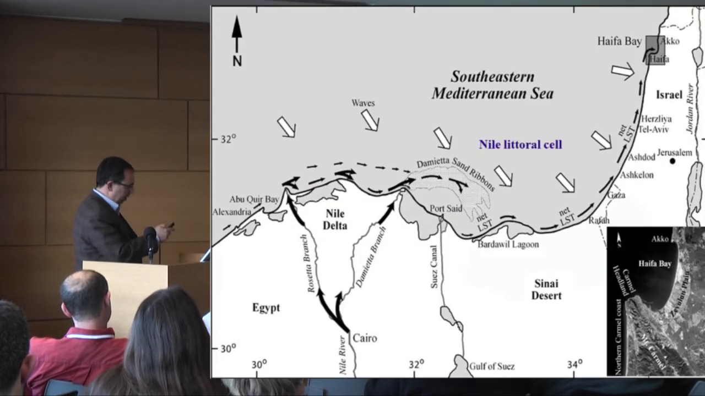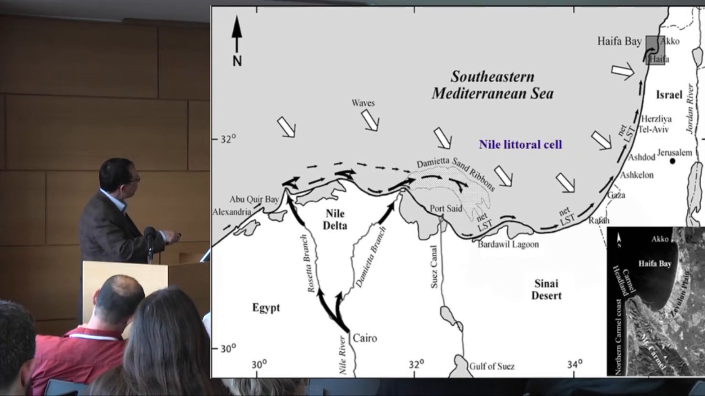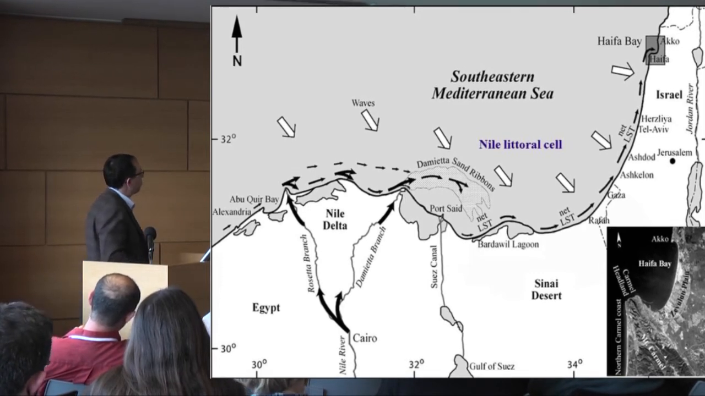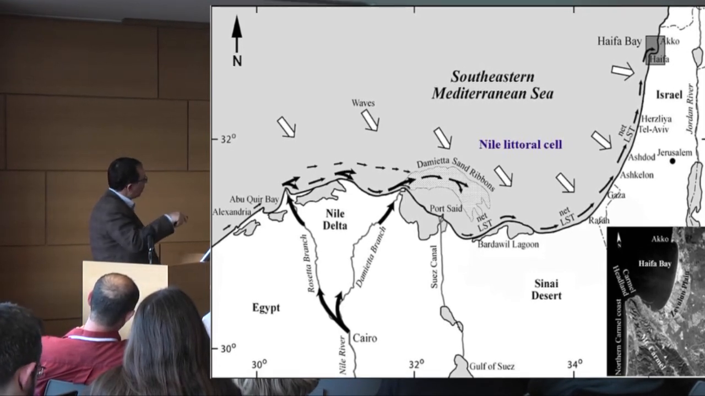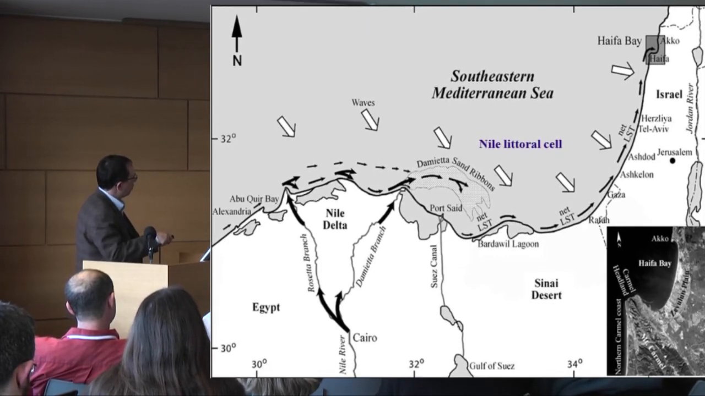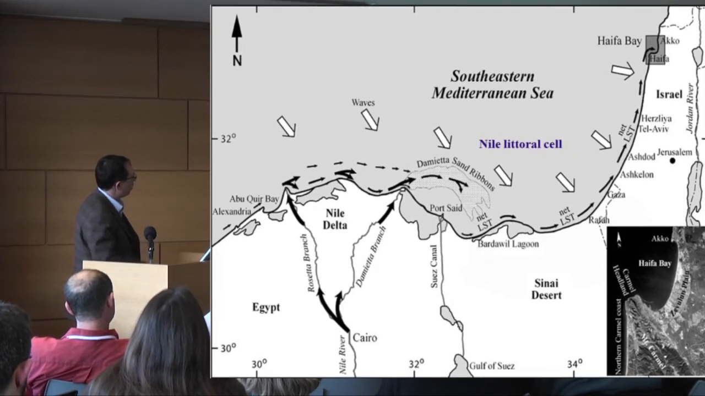In the Nile littoral cell, the generators are waves that are approaching from the northwest or from the west direction and producing a longshore sediment transport until Haifa Bay, the terminal sink of the sand that is transported to the Mediterranean by the Nile River.